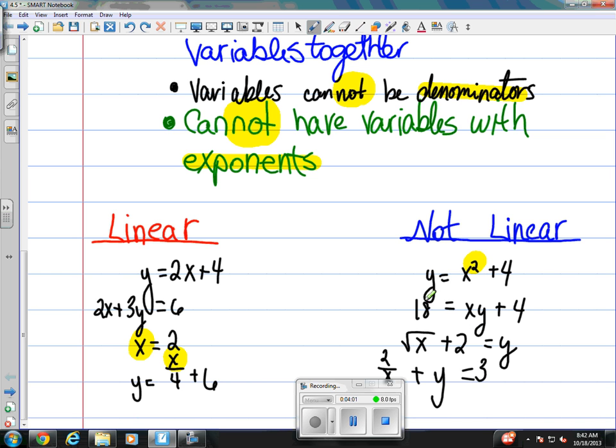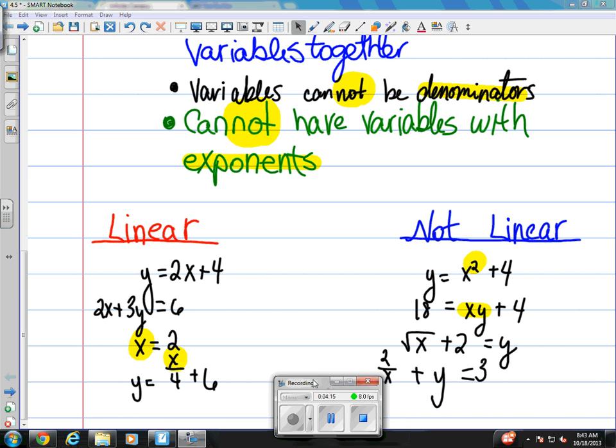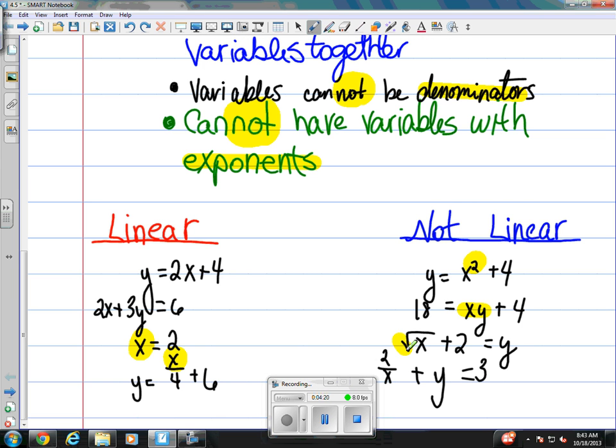Our second example is 18 equals xy plus 4. And it's not linear because x and y are side by side, meaning they're being multiplied. And we cannot multiply 2 variables together. Our third example is the square root of x plus 2 equals y. And that's because we cannot take the square root. The only thing we can do is just add, subtract, multiply, or divide. And lastly, we have our 2 over x plus y equals 3. And that's because variables cannot be denominators. So that's examples of what's linear and not linear.